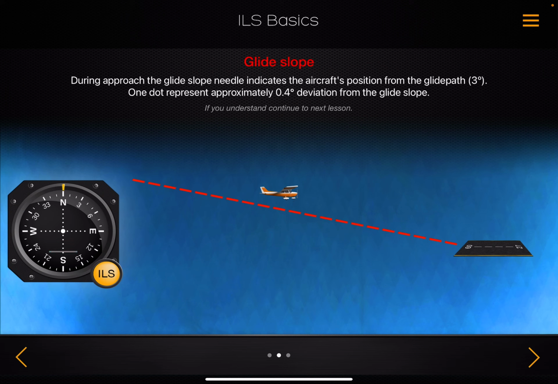The glide slope gives vertical distance for the airplane. During approach, the glide slope needle indicates the aircraft's position from the glide path. 3 degrees, 1 dot represents approximately 0.4 deviation from the glide slope. As you can see, when the airplane is above the glide slope, the needle is below, and when the airplane is below the glide path, the needle is above. When the airplane is centered on the glide slope at approximately 3 degrees, the needle will be centered on the VOR gauge.